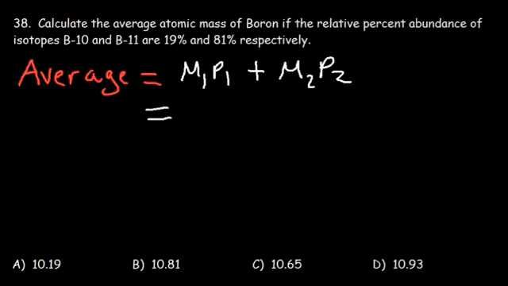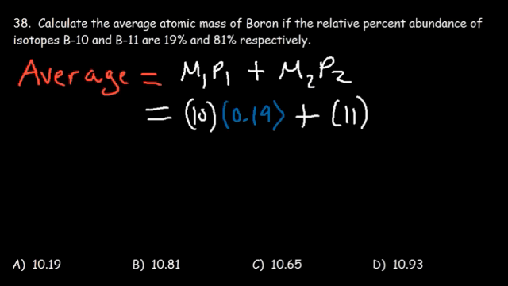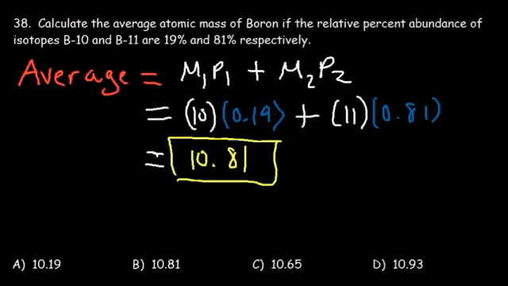So the first mass, isotope 10, or B10, has a mass of 10, and the percentage for that is about 19%, which as a decimal, that's 0.19. You just divide 19 by 100. Now the second mass, B11, has an atomic mass of 11, and 81% as a decimal is 0.81. So at this point, all you need to do is just type it in the calculator. So you should get, for your final answer, 10.81. So that's the average atomic mass of boron. So B is the answer.